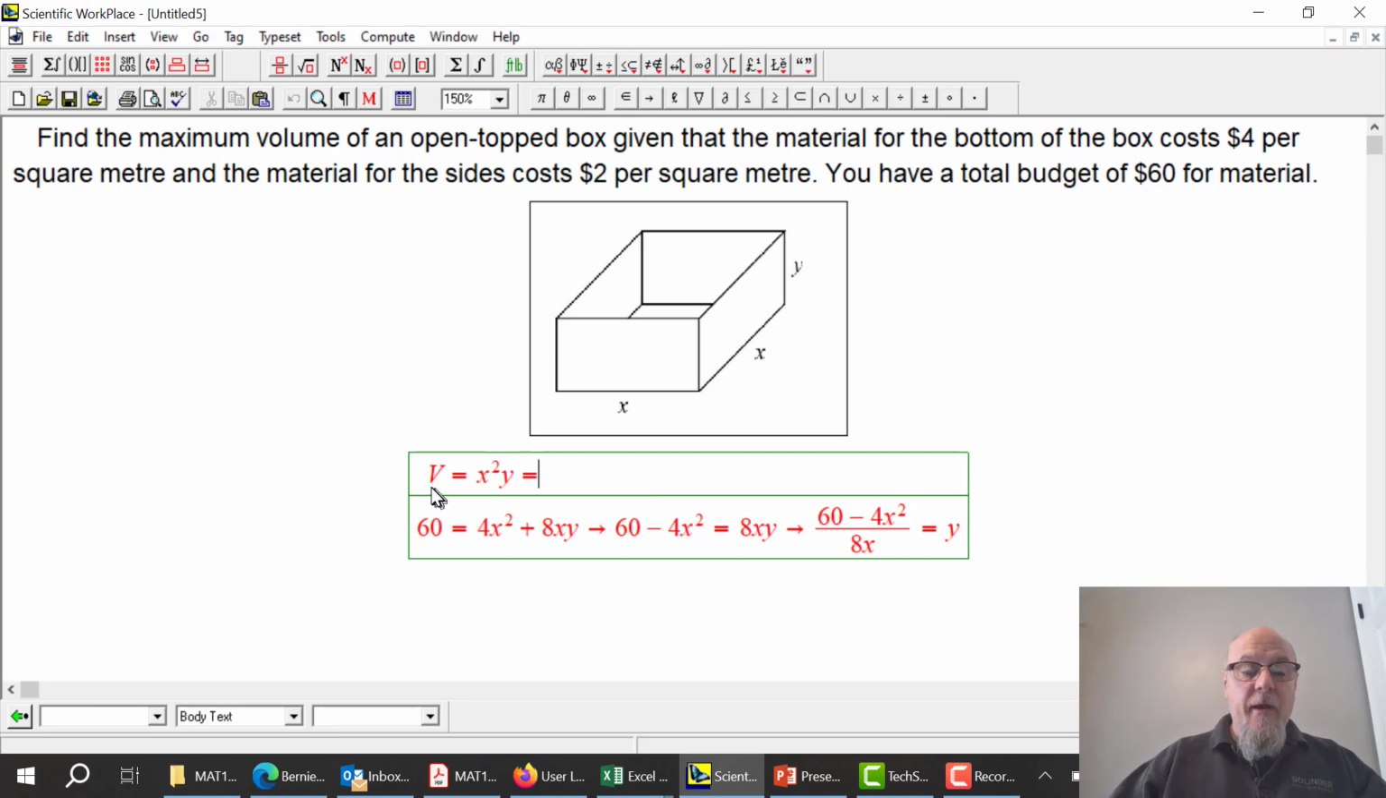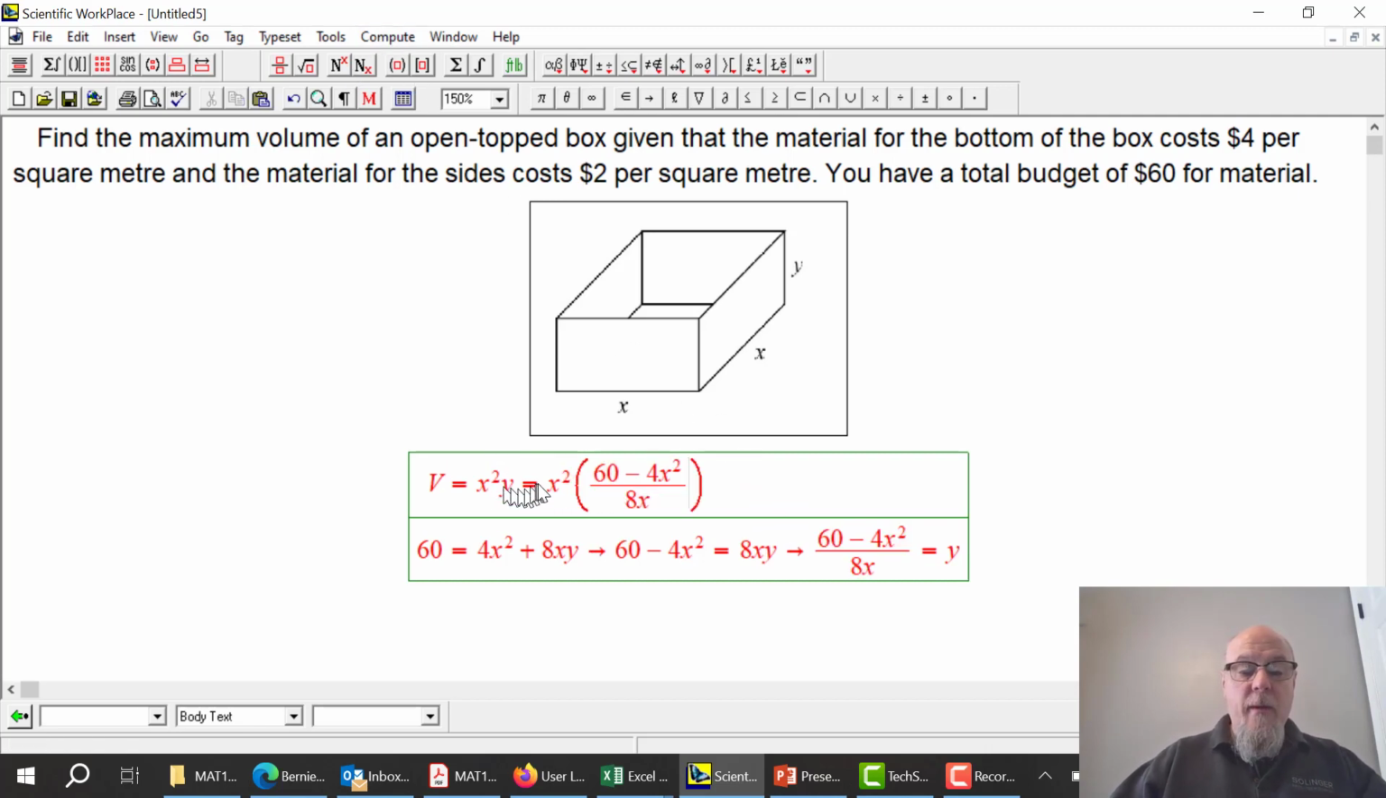So instead of writing volume as x squared y, I can write volume as x squared times this y. Now I'm at the stage where I've got volume strictly as a function of x. So now I can take the derivative, set it equal to 0, and find the maximum point. If I take the derivative as it stands now, I have to do product rule and quotient rule.